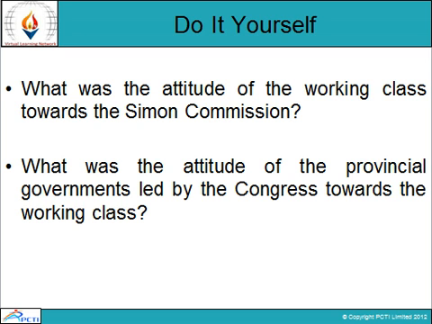That's all for the session. Now the questions based on this session are: number 1, what was the attitude of the working class towards the Simon Commission? And number 2, what was the attitude of the provincial governments led by the Congress towards the working class? So that's all for this session.